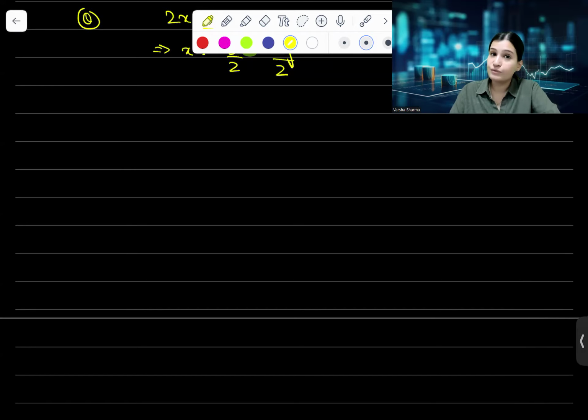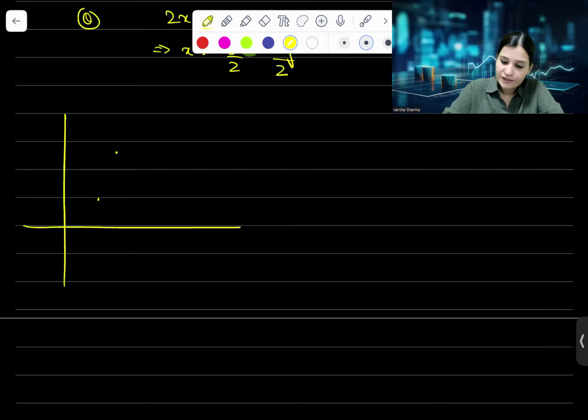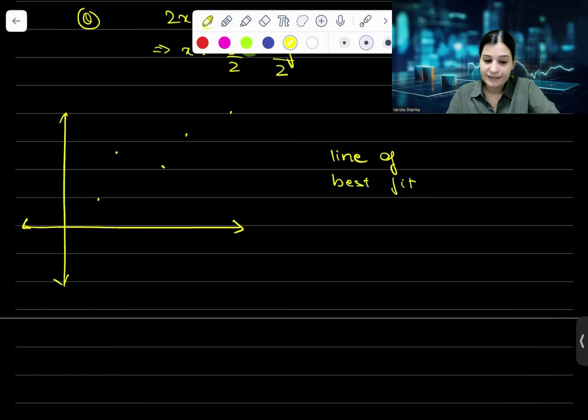The method by which we find that equation is known as the method of least squares. So what does it do? Like in correlation, the question will look like this: I will give you certain values of x and certain values of y, and if I plot them, this method of least squares helps us to find the line of best fit.